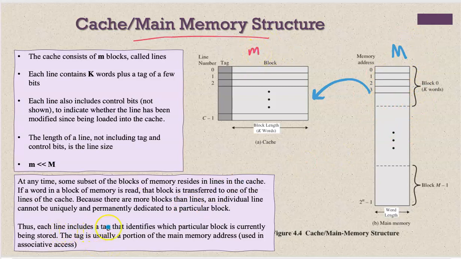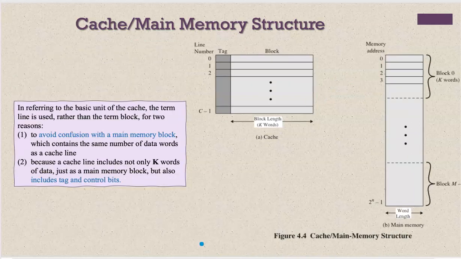Thus, each line includes a tag that identifies which particular block is currently being stored. The tag is usually a portion of the main memory address. So this is the function of the tag. Okay, let's move on. We have more about the cache main memory structure.